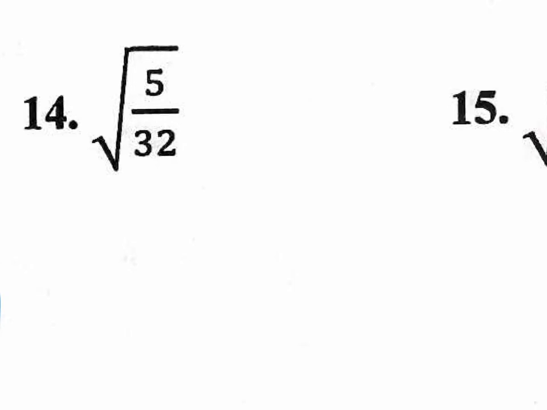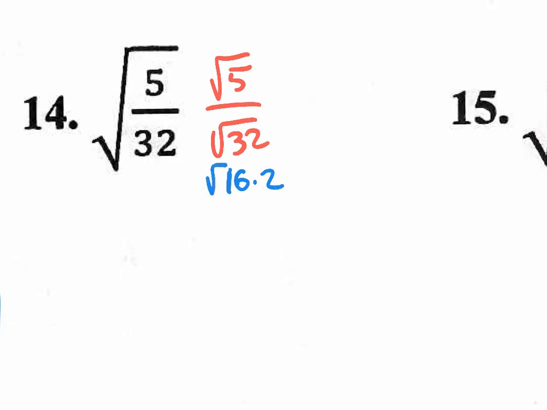14. You cannot simplify that root, so let's split the root. When you split the root, you're going to get the square root of 5 over the square root of 32. The square root of 5 you can't do, but the square root of 32, you could break down to 16 times 2, right? And when you split those roots, you're going to end up with a new denominator. That new denominator will be 4 square root of 2, and the square root of 5 is still up on top.